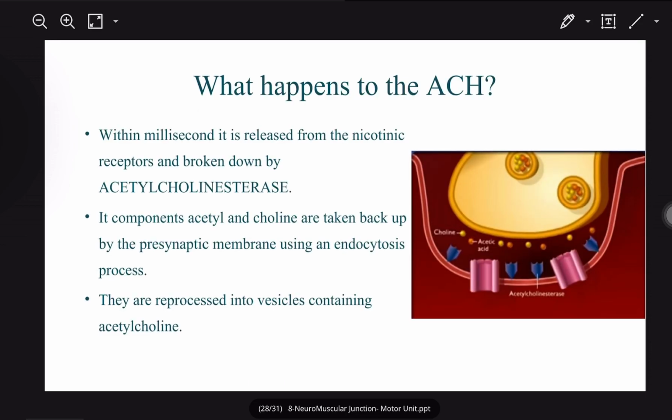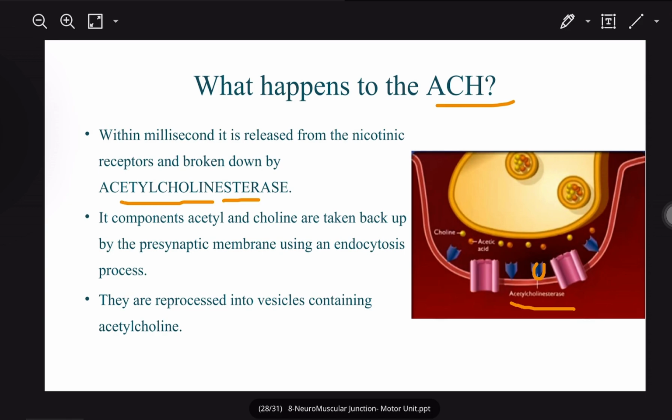Okay, so we know. So we talked about all these things, but what happens to acetylcholine? Will it be wasted? What's actually happening with acetylcholine? Within milliseconds of its release, at the nicotinic receptors, it is actually broken down by acetylcholinesterase. And this is here. So they break it down.